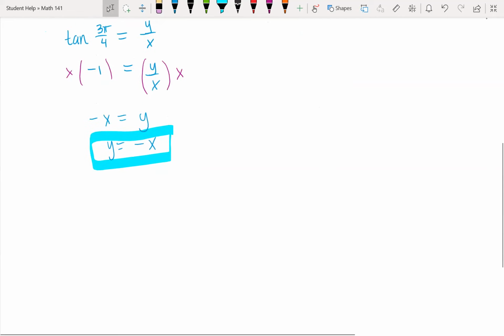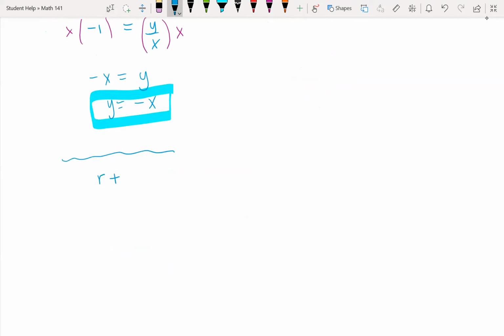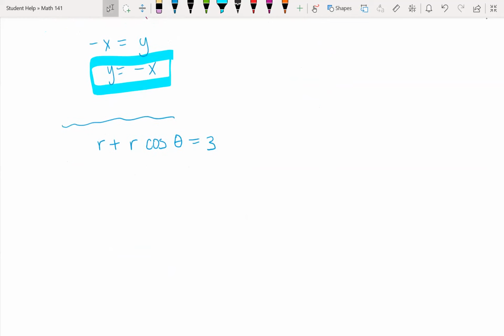All right, a couple more examples like this, ones that are a little more complicated. Let's look at r plus r cosine theta equals 3. What could this graph possibly look like? Well, if we make the exchange for r, r is the square root of x squared plus y squared. r cosine theta is equal to x.